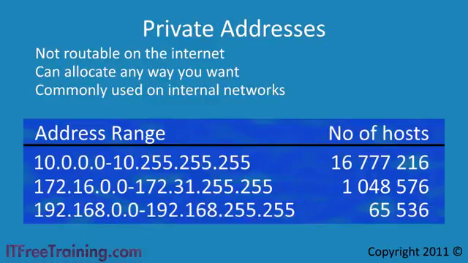The second address starts with 172.16 and ending with 172.31, giving you just over 1 million hosts. The last private address starts with 192.168 and gives you just over 65,000 hosts. It would be hard to find a network anyway with this many computers on it.